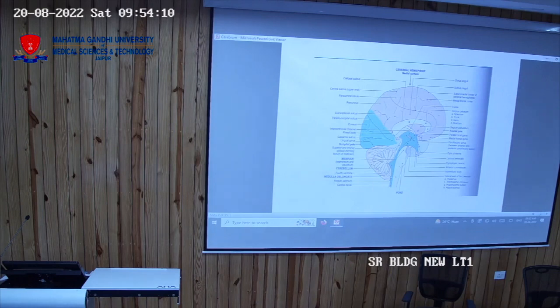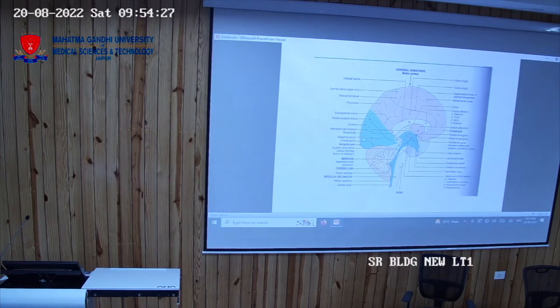and all these functions are controlled by this limbic system. Another important thing, look here. This is the calcarine sulcus, this one, and this is the parieto-occipital sulcus. The area between these two is called the cuneus.